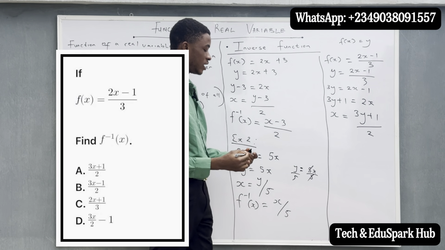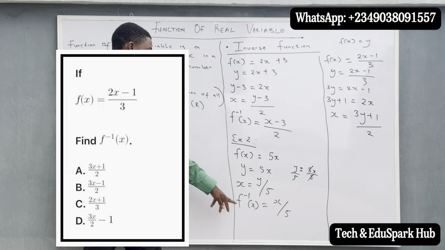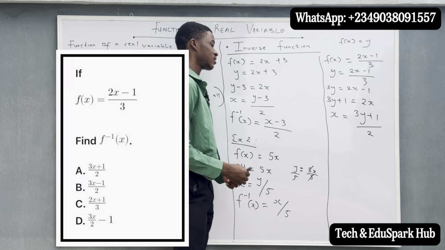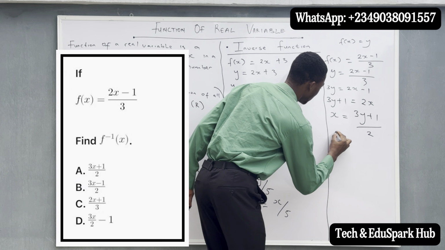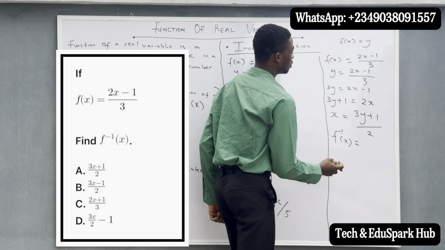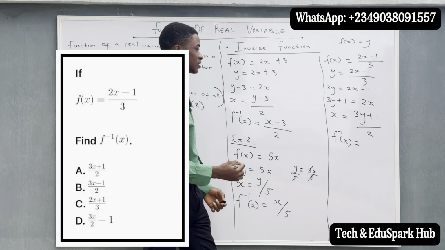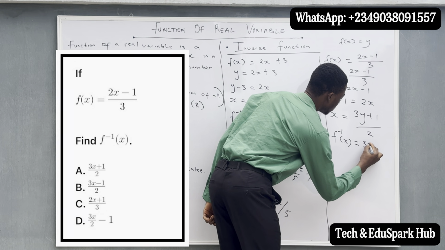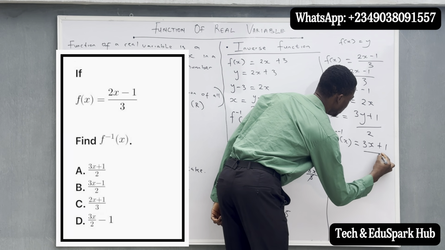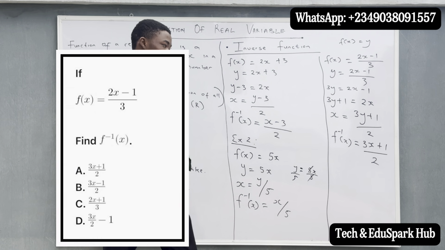So now that we have made x the subject of the formula, the last step is to change this x to f inverse of x. So we have our f inverse of x equal to, remember that whenever you see y, you have to change it to x. So we have 3x plus 1 divided by 2. And this is our final answer to a question of this type. You can see option A is correct.